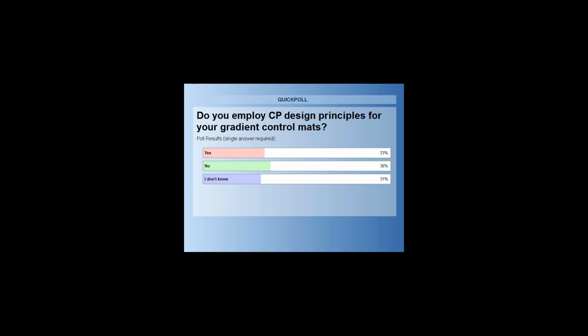So it looks like our results are in, and just for the audience, I'm not sure if all of you can see those results, but about a third of us are considering some type of CP design, about an equal number are not, and roughly a third of us don't know. So once again, I hope you find that to be enlightening and educational, that we must consider cathodic protection designs for our mats so that we get a good long life from that mat material.